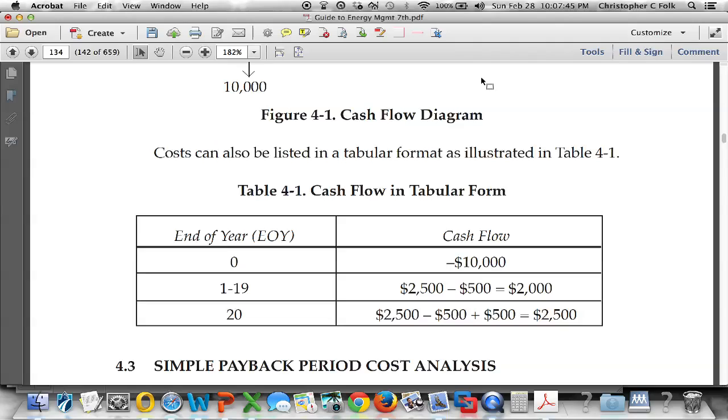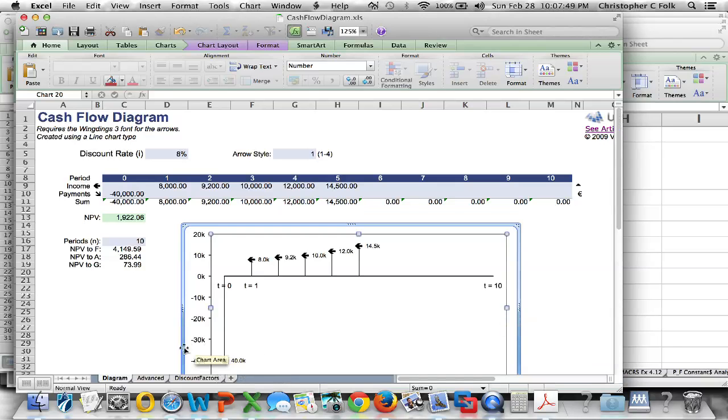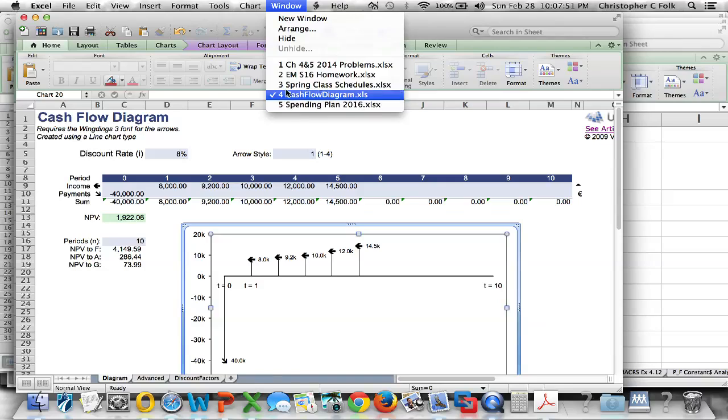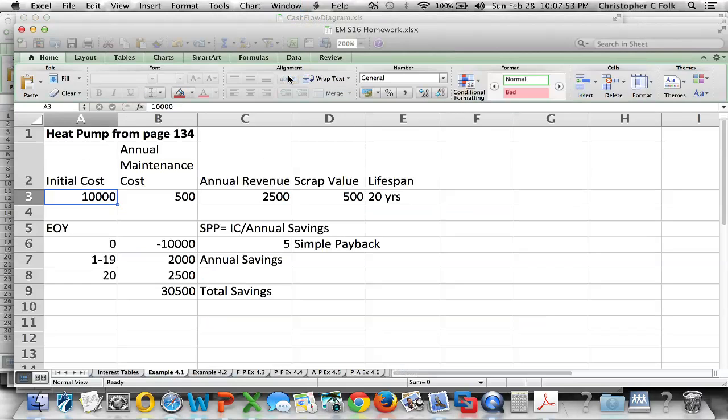All right, so as you may have expected, I have an Excel spreadsheet that shows one way that we could do this. Not that one, but this one. So here's the heat pump. So we can show our initial cost. We've listed in here the annual maintenance cost and the amount of revenue we're going to make each year, and the scrap value and the lifespan. So I just put these cells up here and labeled them. EOY, by the way, stands for end of year.